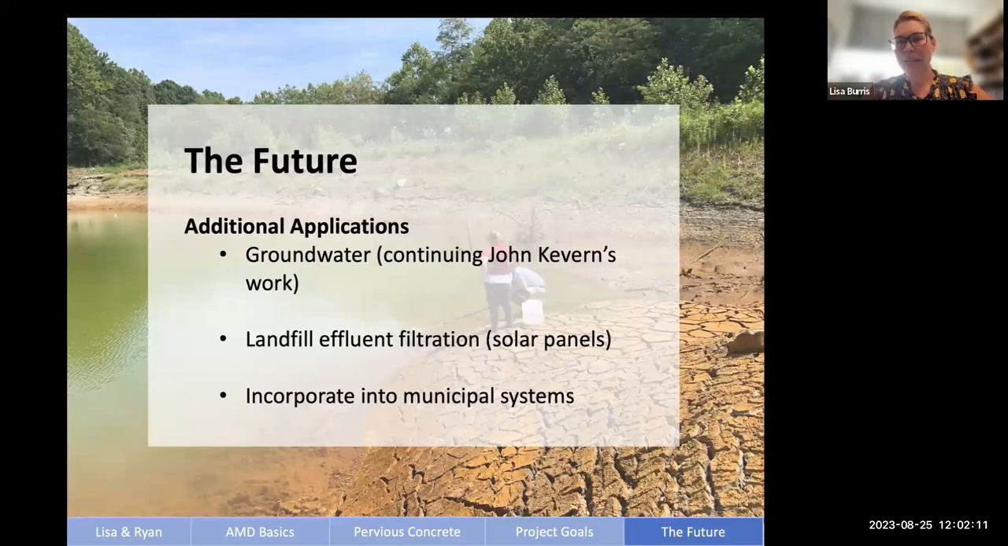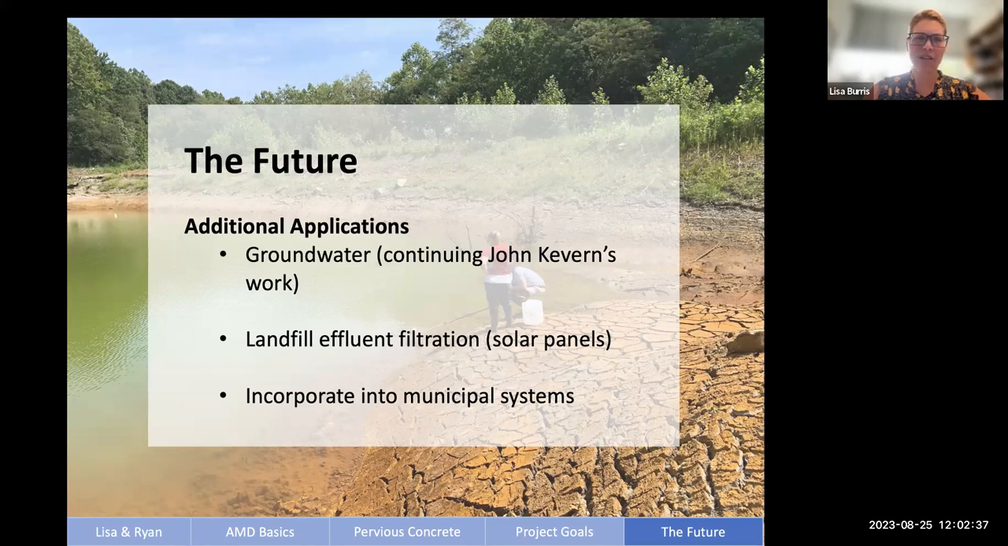Also looking at expanding our applications for this technology. So we want to look at groundwater. John Kevern from the University of Missouri, Kansas City has done a bunch of work looking at groundwater and pervious concrete, but I'm really excited to look into that as well. And we're going to examine the removal of heavy metals dissolved from solar panels that have been placed in landfills.